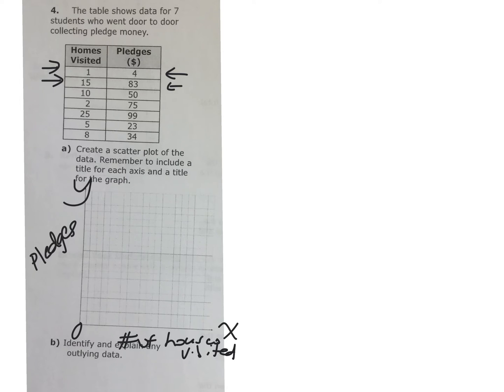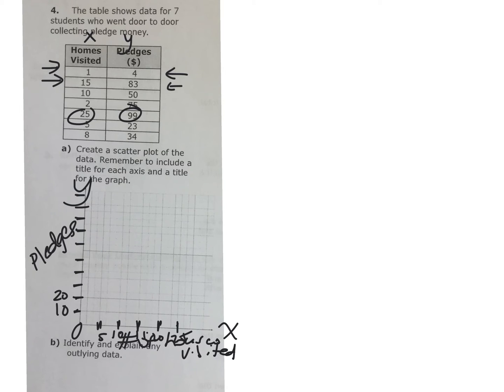What'd you count by? 2. I did by 5. We need to get up to 25. So yeah, 5, 10, 15, 20, 25, sure. And then for the y-axis, so this is x, this is y. The highest number there is 99. We need to get up to 100: 10, 20, 30, 40, 50, 60, 70, 80, 90, 100.